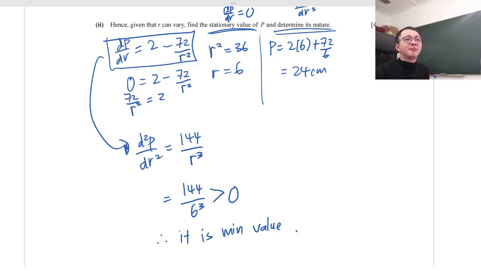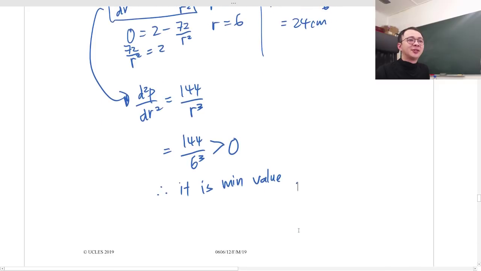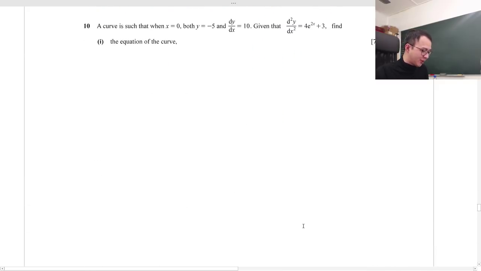Should we take plus 6 and minus 6? Because r is the length, for length we only take positive 6. Is that 3 dot okay? Yeah, you don't need to do the 3 dot thing. Okay, just ignore it. Alright, so let's go to question number 10 here.